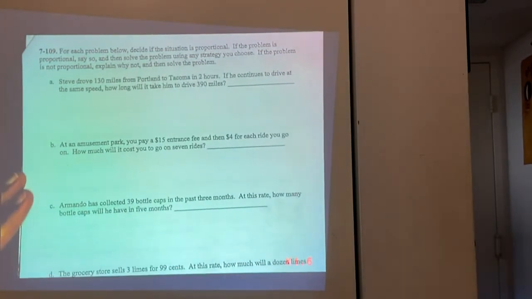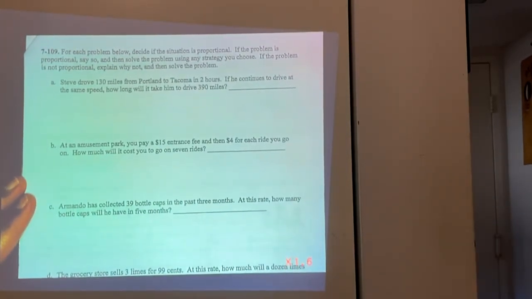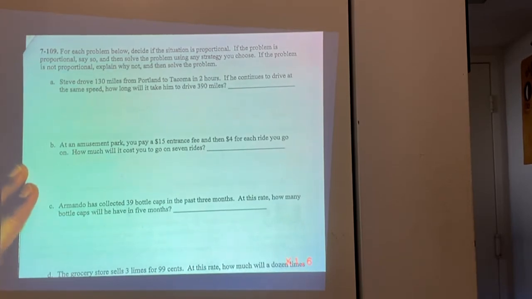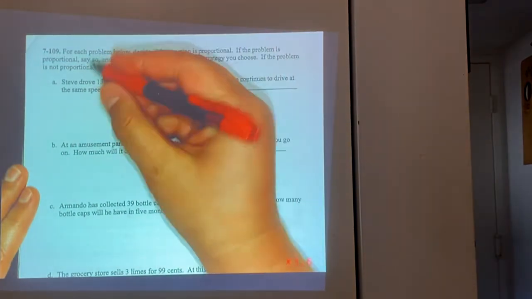Okay, question 109. For each problem below, decide if the situation is proportional. If the problem is proportional, say so, and then solve the problem using the strategy you chose. If the problem is not proportional, explain why not, and then solve the problem. Okay. So Steve drove 130 miles from Portland to Tacoma in 2 hours. Okay, so we're comparing miles and hours.